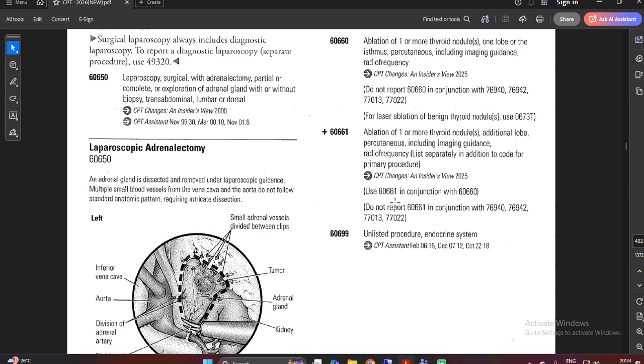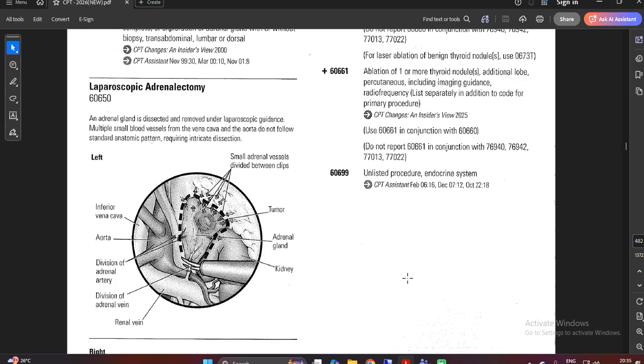So the patient is having 3 nodules ablated on the left side and 4 nodules on the right side. How do we code? 60660 one time, and 60661 for the additional lobe. So irrespective of the number of nodules, you need to use the same code. What is your key thing? Whether the patient is having ablation in a single lobe or an additional lobe, and the technique, whether it is radio frequency ablation or laser ablation.